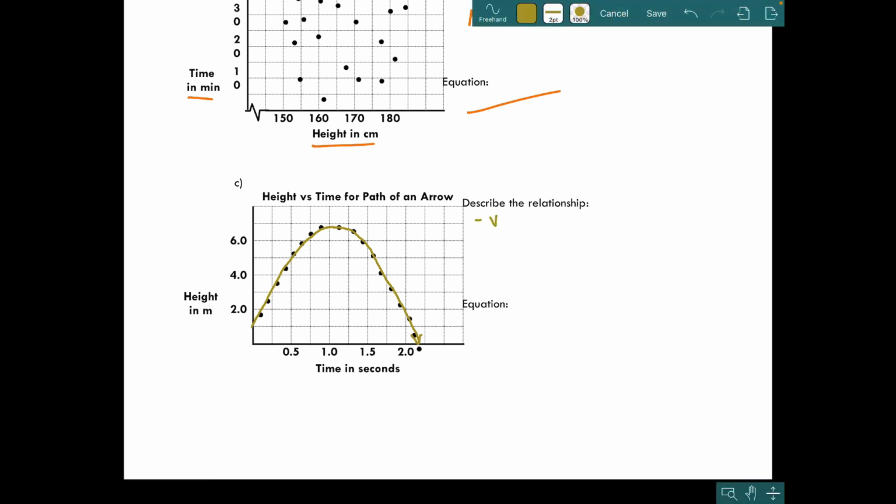So it is a strong relationship. It's very strong. It's following a really nice pattern, but it's a non-linear correlation. And there is an equation, but we don't look at curves and equations in grade 9, so we'll just leave that for now.